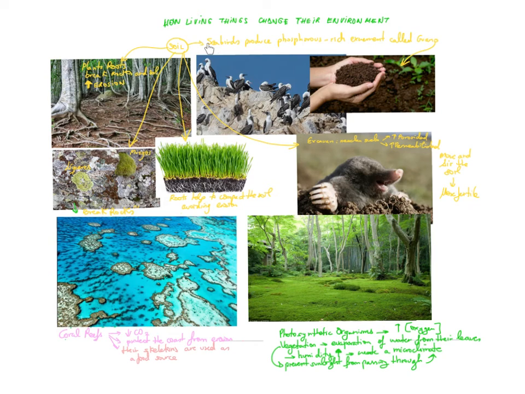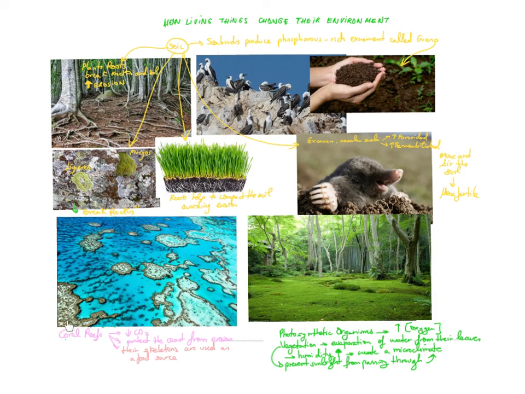On the other hand, we find seabirds, for example, that produce phosphorus-rich excrement called guano that is a very good fertilizer for soil. This is the guano. And other animals such as clumsy or earthworms move and air the soil, which increases the fertility of soil.